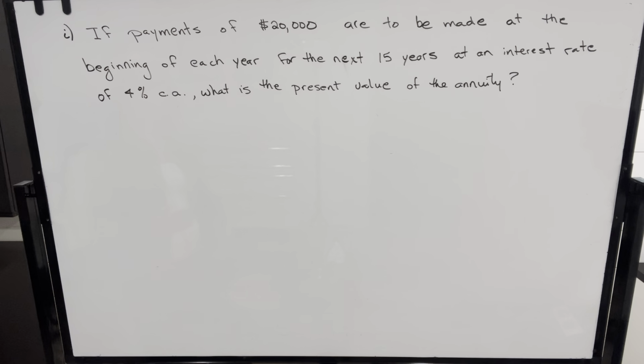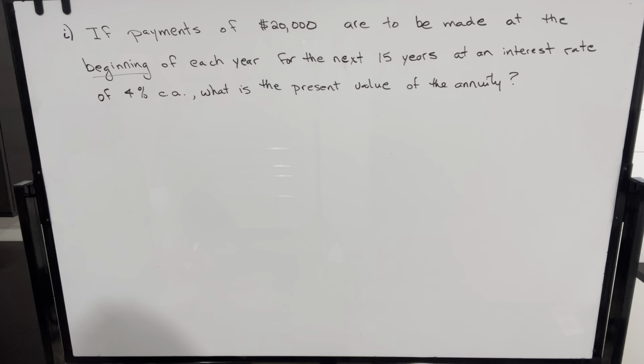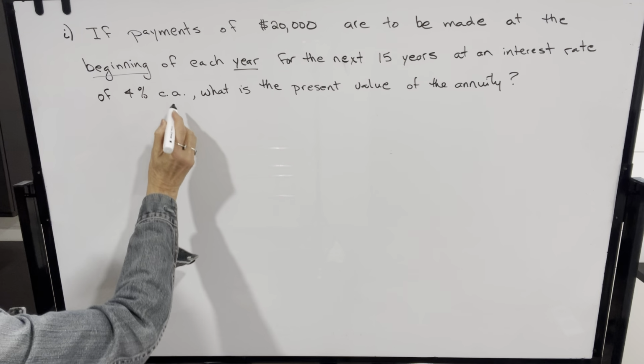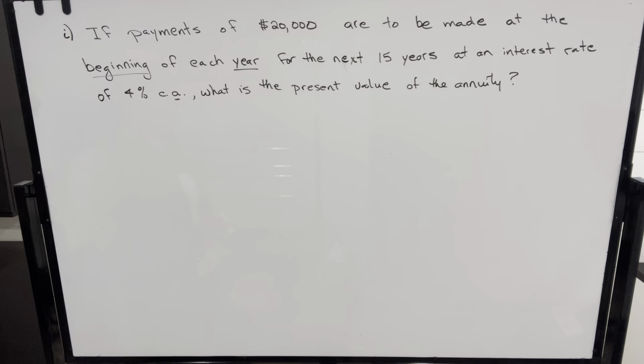In our first example, we have an annuity. If payments of $20,000 are to be made at the beginning of each year for the next 15 years at an interest rate of 4% compounded annually, what is the present value of the annuity? Beginning means it's an annuity due, and if we're making yearly payments and it's compounded annually, those match, so it is a simple annuity due.